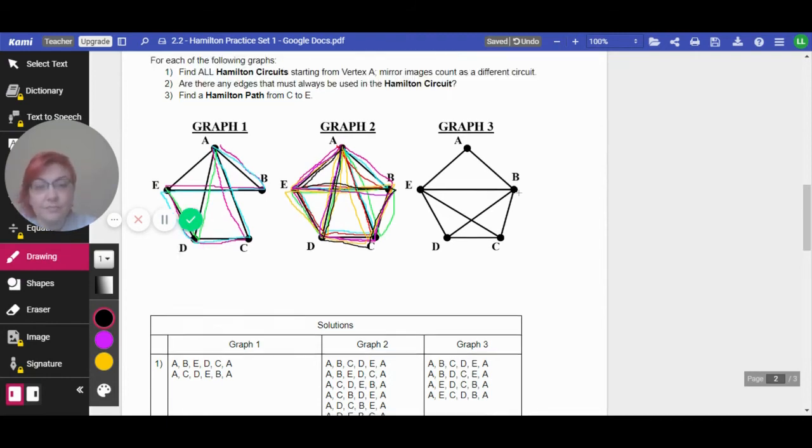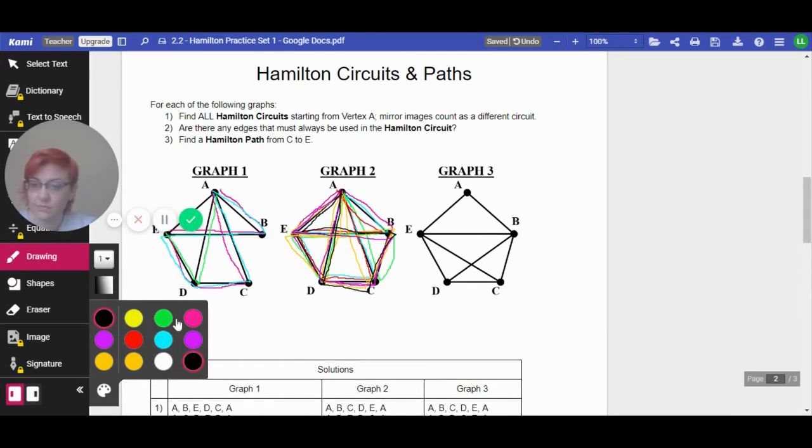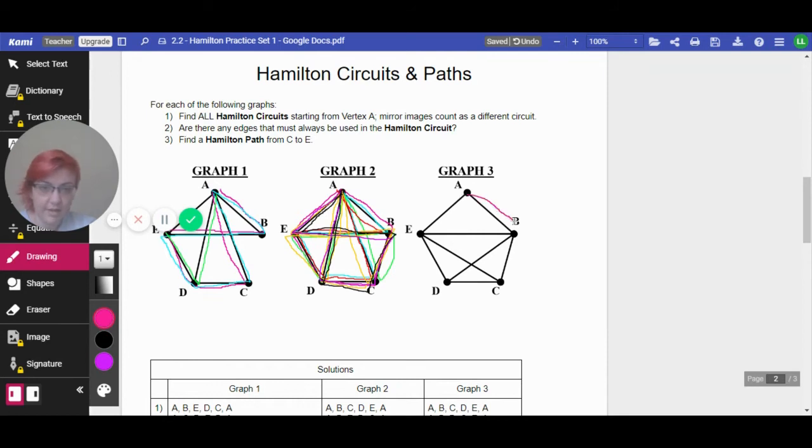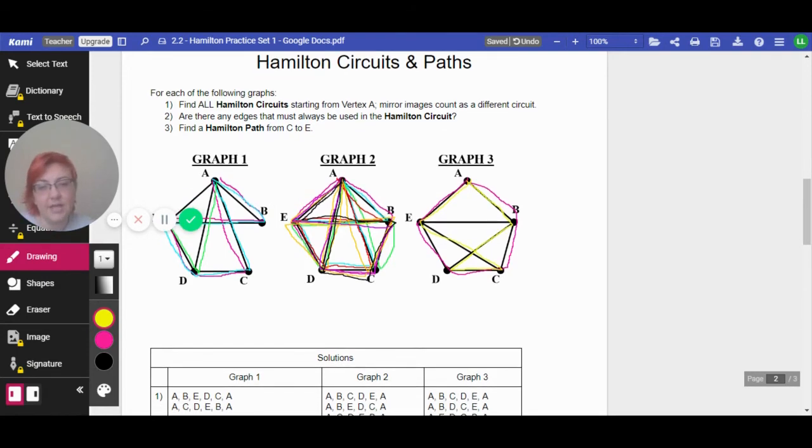Graph 3. A, B, C, D, E, A. And then I can do A, B, D, C, E, A. But I'm always going to have to go from A to either B or E. And that's the only way I can get back. So that's all I can do from A to B.